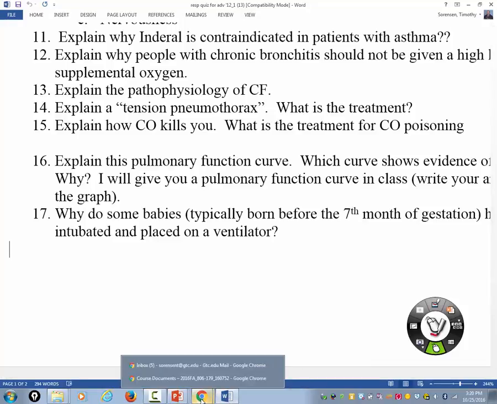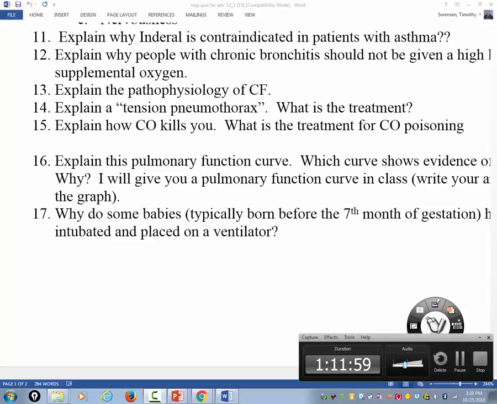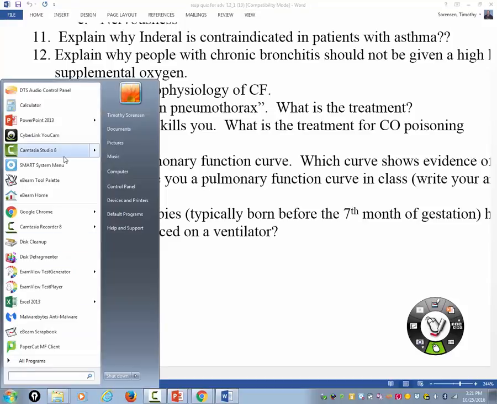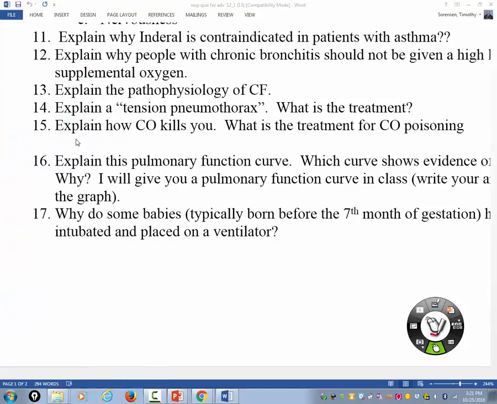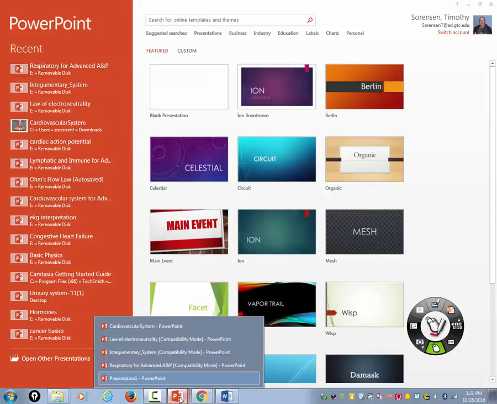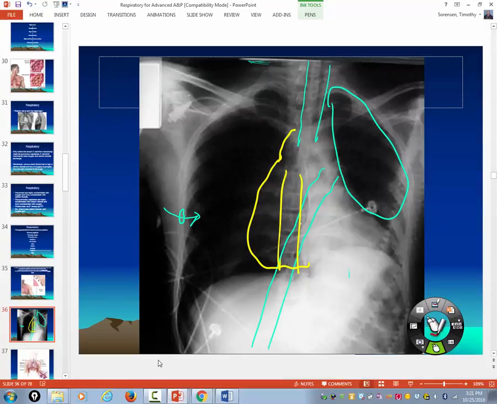Okay, let's see. Am I? Yeah, I am. Okay, so the pulmonary function curve. I'm going to explain that now. Okay. Let's see. Let's just do this.